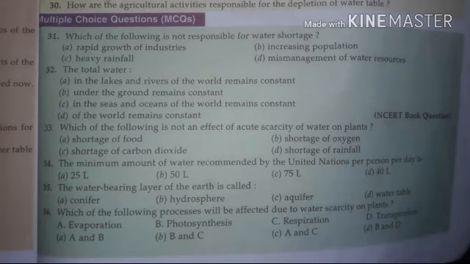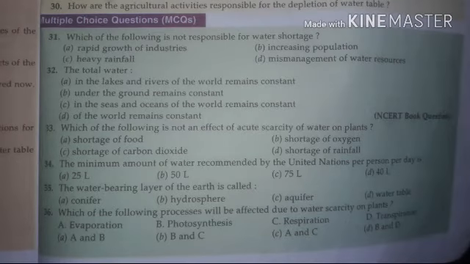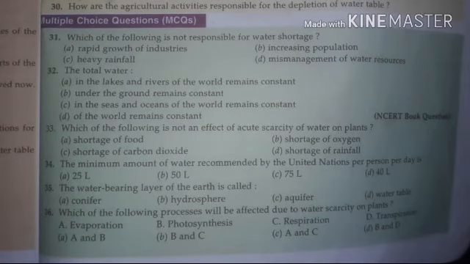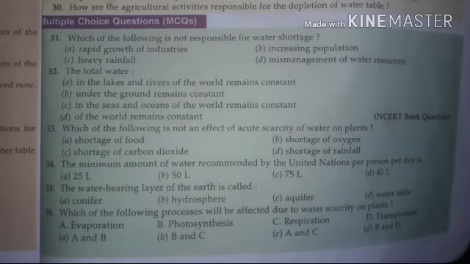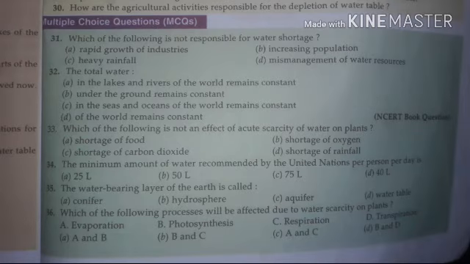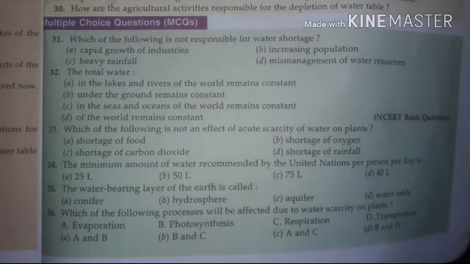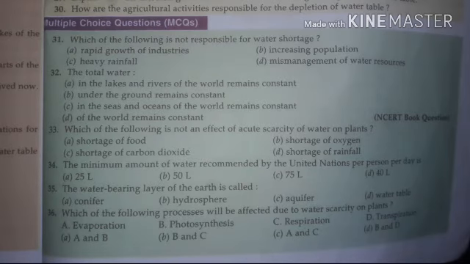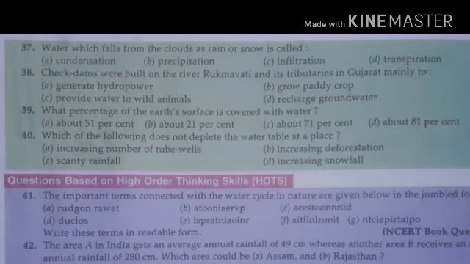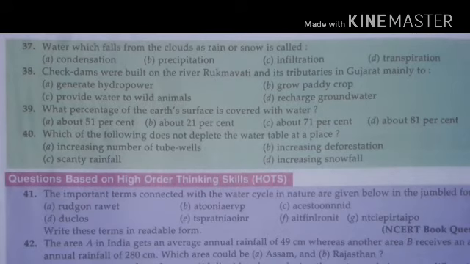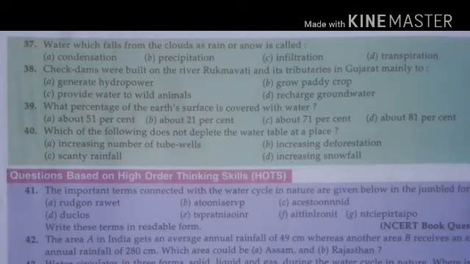Next, which of the following processes will be affected due to water scarcity on plants? A. Evaporation, B. Photosynthesis, C. Respiration and D. Transpiration. So here evaporation doesn't take place and respiration doesn't show any effect due to water shortage, right? So here photosynthesis and transpiration, so option B and D means option D is the right answer. Next question. Water which falls from the clouds as rain or in the form of snow is called precipitation.